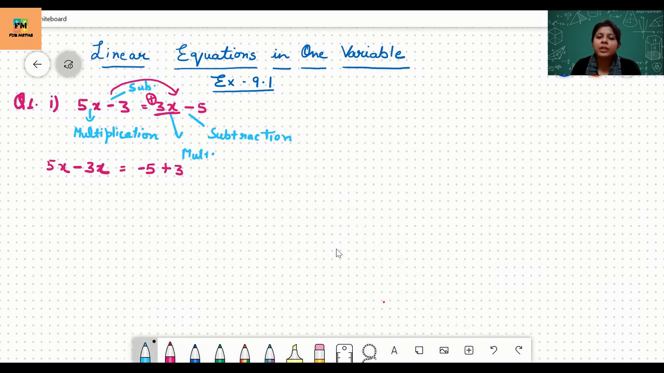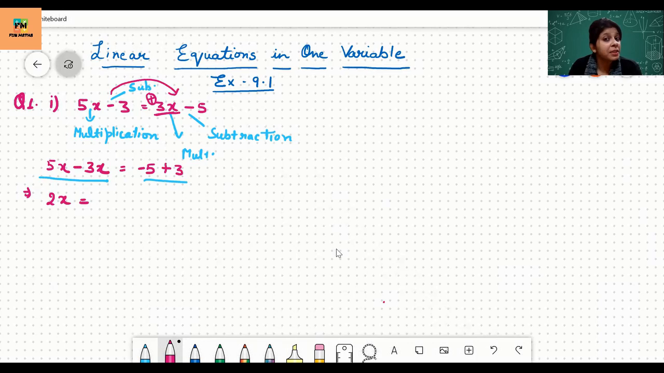Now, if you see both the sides of the equation, this side we have two terms and this side we have two terms. Both the terms here are attached with the variable x, and here we have only the constants, right? Now we can easily solve it. Let's see how. 5x minus 3x, we all know, is 2x is equal to.